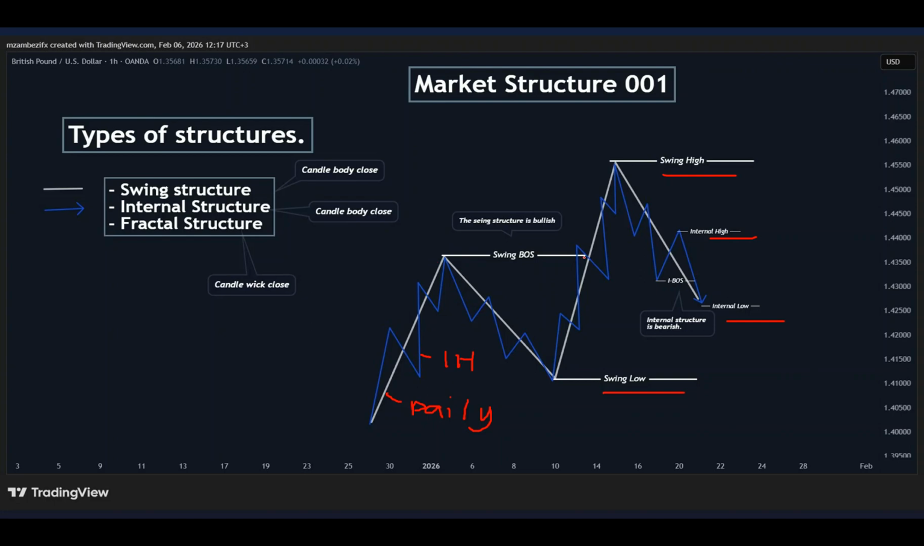For you to know a swing break of structure, you need to wait for a candle body close. Basically, at this point, we need the candle to close above the break of structure. If this one was the previous higher high, this one is the higher low. This one is now the next higher high. This is a swing low, this is a swing high. So this is market structure 001.